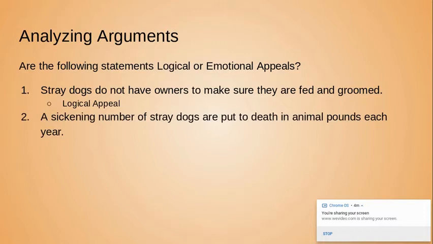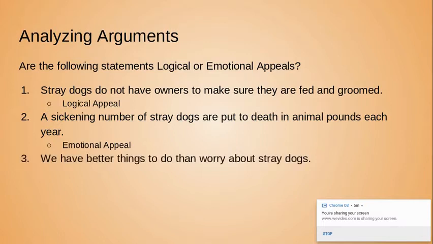Whereas, let's say I say a sickening number of stray dogs are put to death in animal pounds each year. Is that a logical or an emotional appeal? That's an emotional appeal. Using words like sickening, that is creating emotion. You're not just saying that dogs are put to death. You're using the word sickening to make people feel strongly that this is a horrible thing happening.